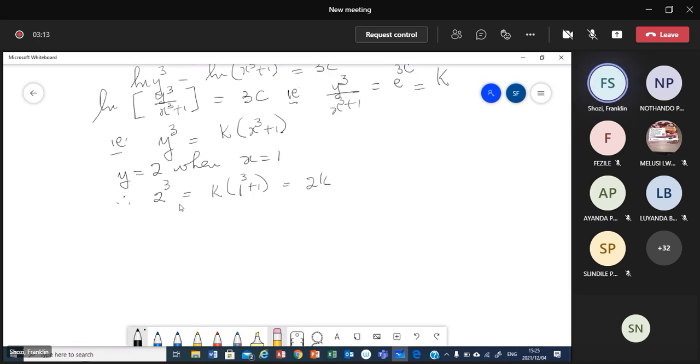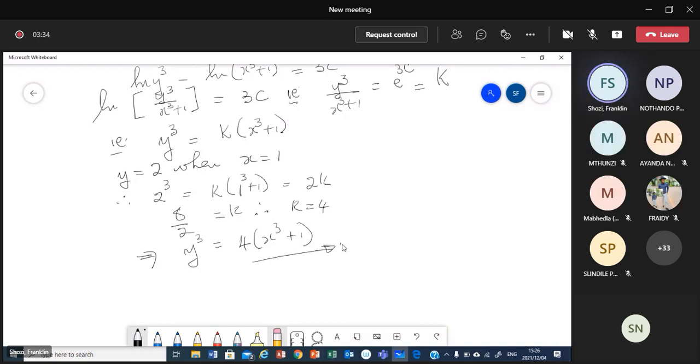That is 2k. Therefore, this is 8 over 2, 8 divided by 2, gives us k. Therefore, k is 4. Your answer is y cubed is 4 into x cubed plus 1. And this is your answer.